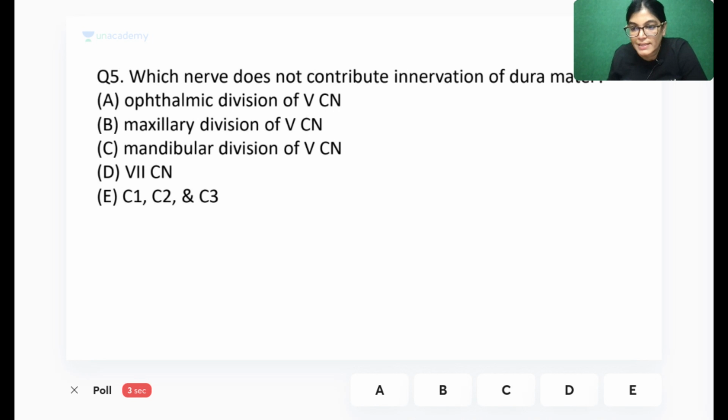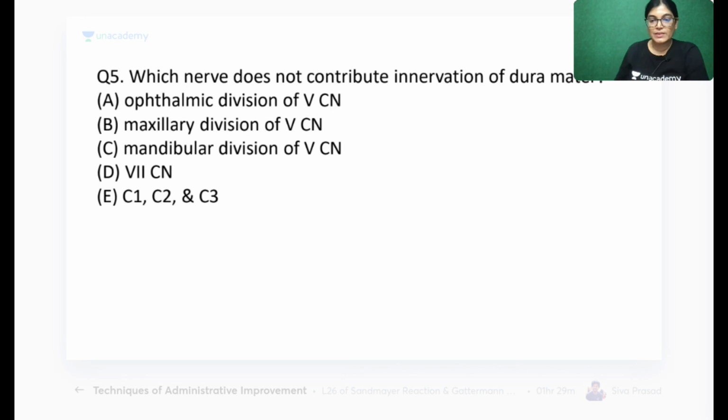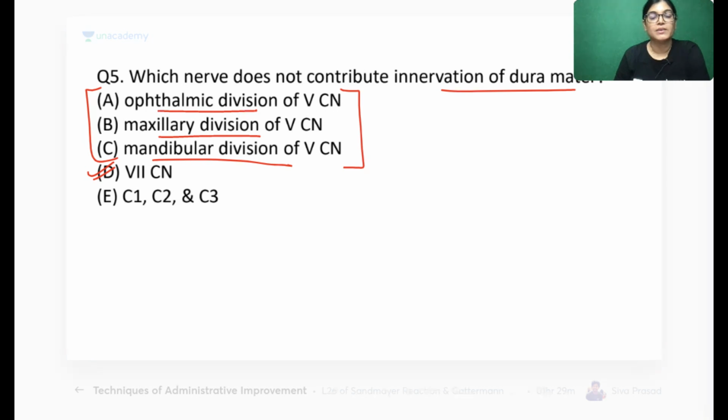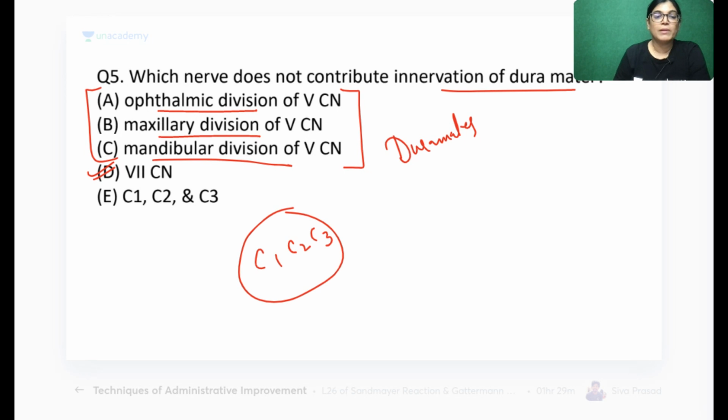Okay, so many of the students have given the right answer. 70% of students have given the right answer, and the correct answer is the 7th cranial nerve. If we talk about the innervation of dura mater, it is by the ophthalmic division, the maxillary division, and the mandibular division of the trigeminal nerve. These 3 divisions contribute to the innervation of dura mater, and along with it also the first, second and third cervical nerves, but not the facial nerve. So facial nerve is not the correct answer.